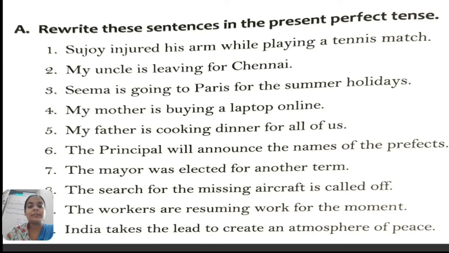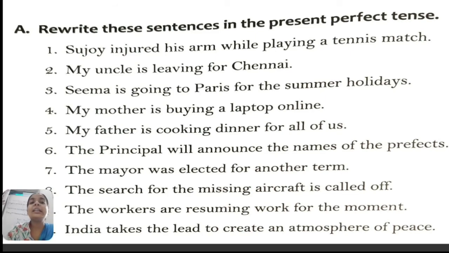An easy activity I have brought for you. Here you have to rewrite these sentences in the present perfect tense. They are written in different tense forms. You have to simply change them into present perfect tense. For this we need to see two elements. First, the auxiliary verb, has or have. And the second one is changing the main verb into past participle form.